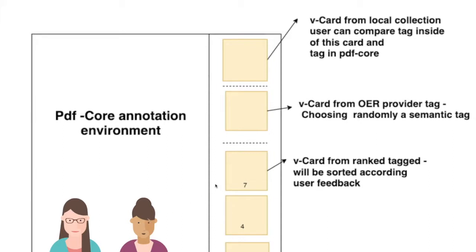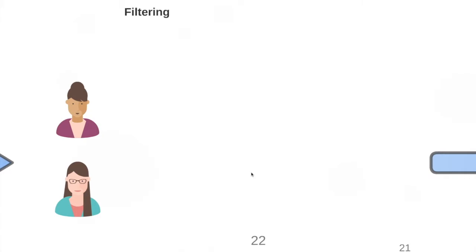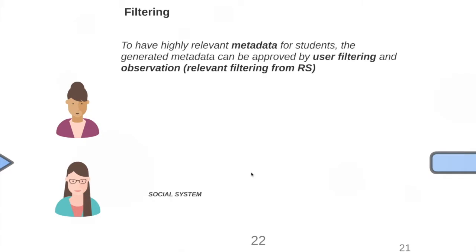And at the same time, they can check them, and then if they think they are related, they can rank them, and automatically Salmon will sort them inside the system. So to have highly relevant metadata, students here can use their knowledge to give feedback on the system.